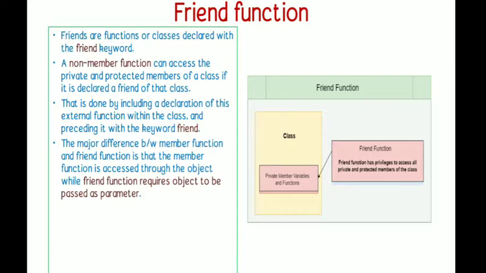And the main purpose of this friend function is to access the private and protected members of a class. So if a function is defined with the keyword friend, then it has the right to access the private as well as protected member. And the main feature is it is a non-member function to access the private and protected member of the class.